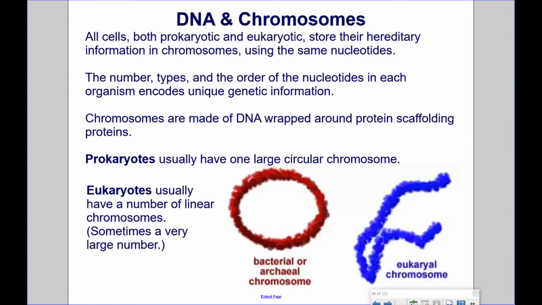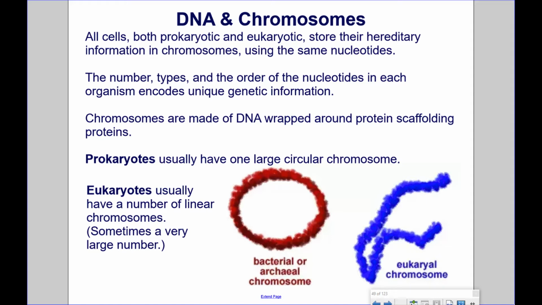DNA and chromosomes. All cells, both prokaryotic and eukaryotic, store their hereditary information in chromosomes, using the same nucleotides. The number, types, and the order of the nucleotides in each organism encodes unique genetic information. Chromosomes are made of DNA wrapped around protein scaffolding proteins.